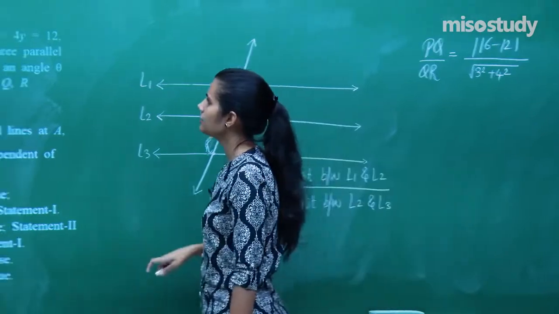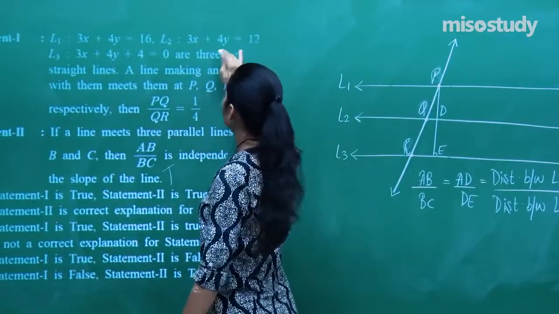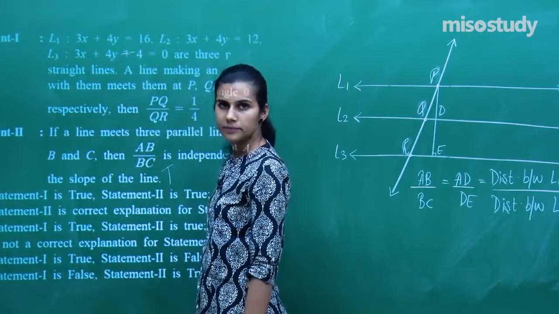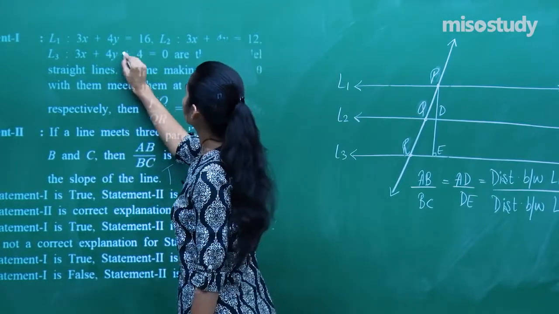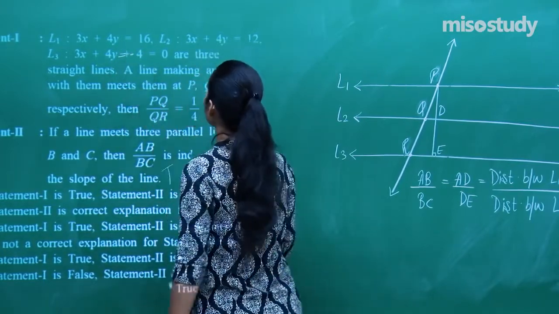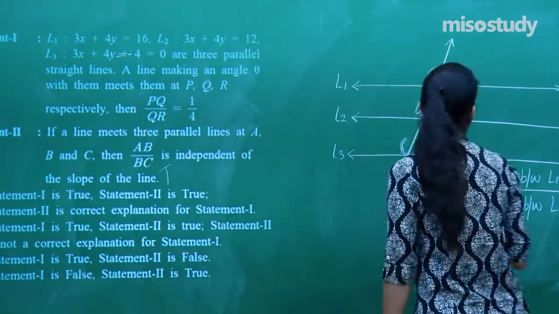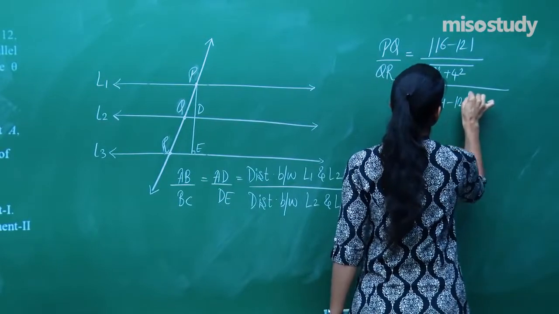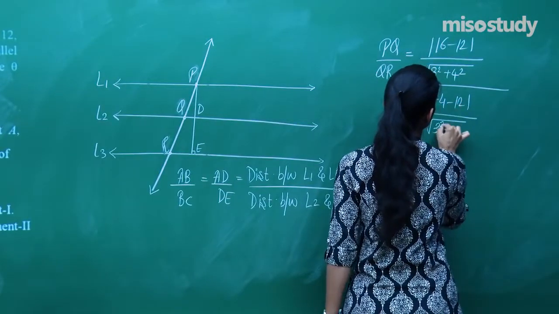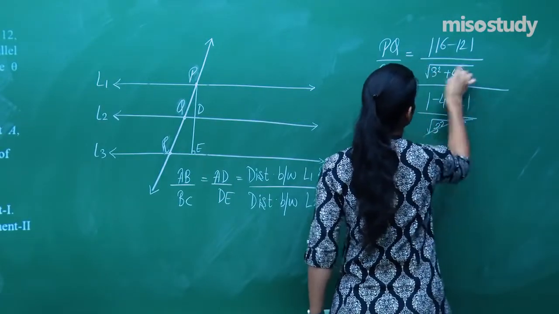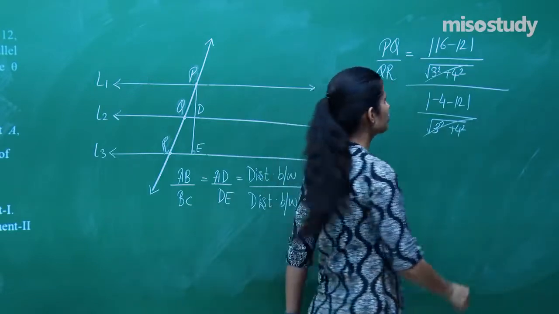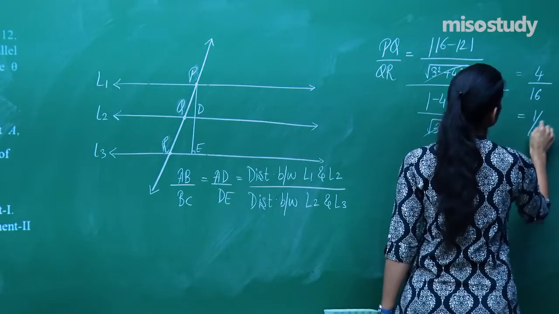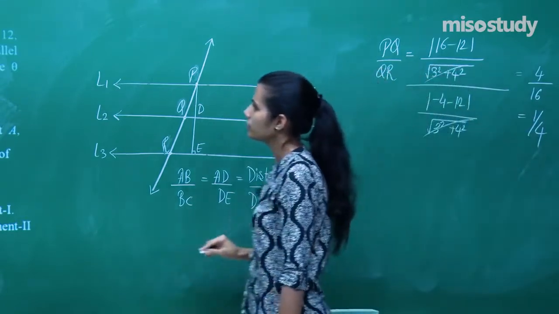This is the distance between L2 and L3. L2 is this, L3 is 3x plus 4y equal to minus 4, you can write it like this. Therefore minus 4 minus 12 with a mod, again upon root over 3 square plus 4 square. This gets cancelled out. What are you left with? 4 upon 16, which is 1 upon 4.